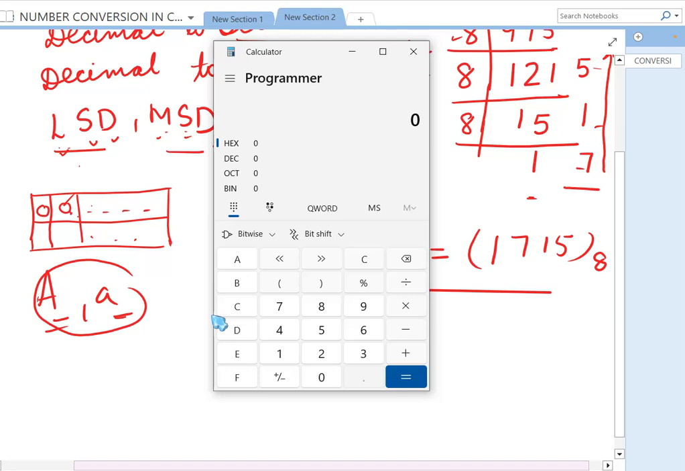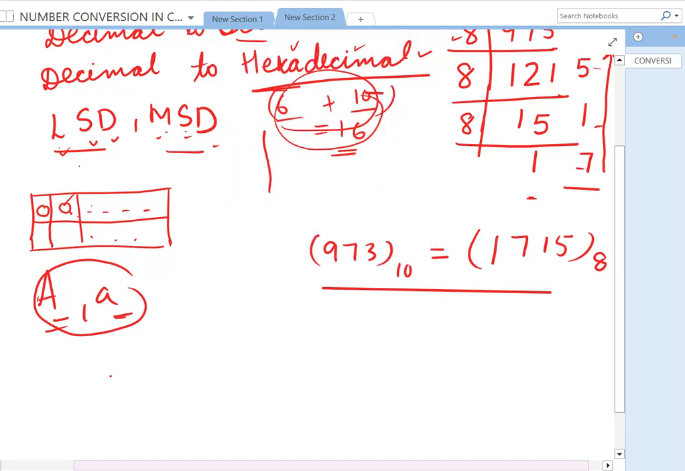So let's come back to conversion. Whenever a remainder is 0 to 9, it's okay. But if the remainder comes as 10, 11, 12, 13, 14, 15, you are going to represent them with the help of the letters, starting with A.